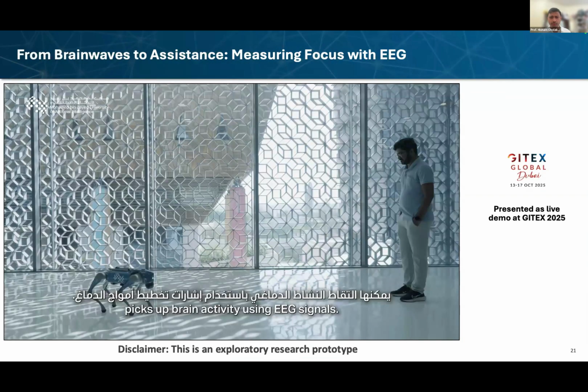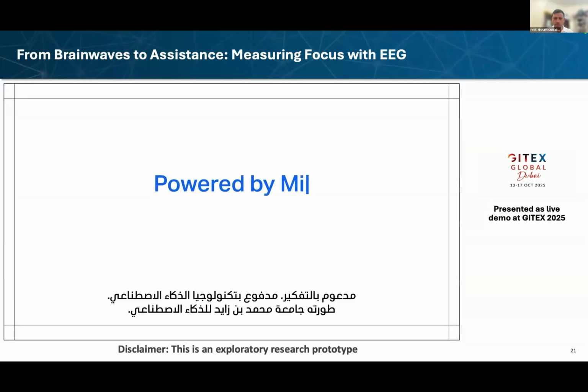Now, here is another exploratory research we did. In this work, we used wearable devices that can capture EEG waves. Our objective was to check if, from the signals we get from the portable EEG device, we can measure the focus level of the human using some machine learning algorithms. And if we connect a robot dog with that EEG device, can we adjust the movement of the dog based on the focus level of the human, right? So let me show you a video.